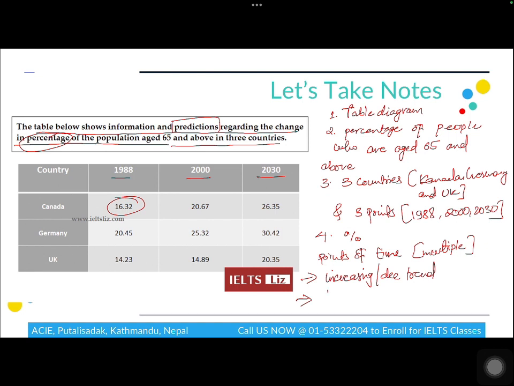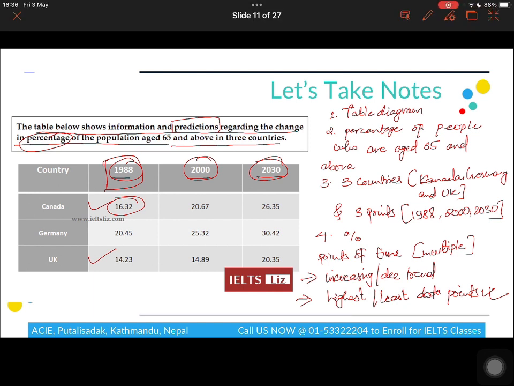As well, we can also look at it from the perspective of noticing the highest or least data points. So let us do that for this question. So now we are going to see how has the data increased over time, because there are multiple points of time, or decreased or changed. And at the same time, in the same year, which country has the highest population of old age people, and which has the lowest in a single point of time, right? So let us do that now.